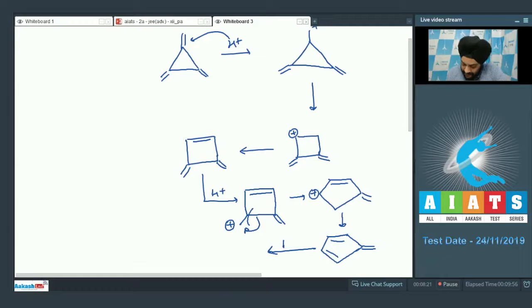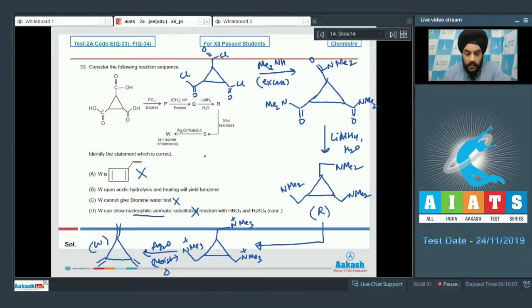And then a similar step of protonation and deprotonation will happen along with ring expansion to give us the benzene. So students, if we talk about the second option now, option B is correct. W upon acidic hydrolysis and heating will yield benzene. So this is correct, students. So for question number 33, we have to mark the correct answer as option B. Let us look at the next question now.